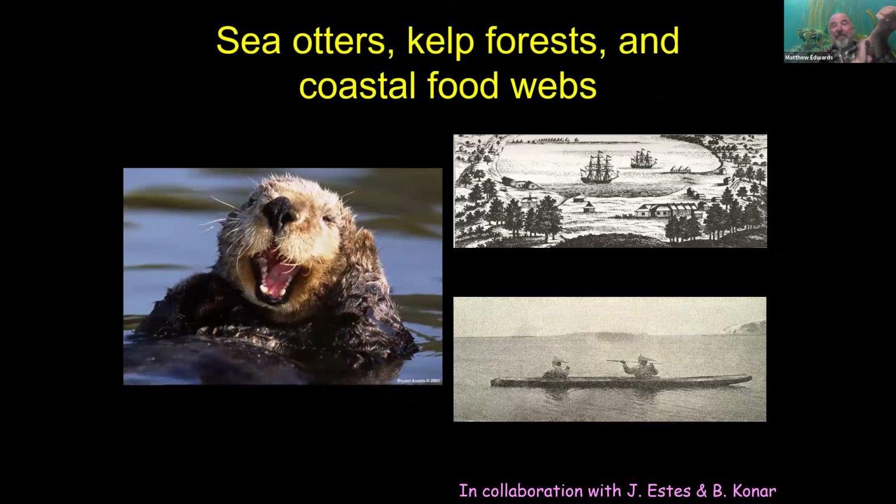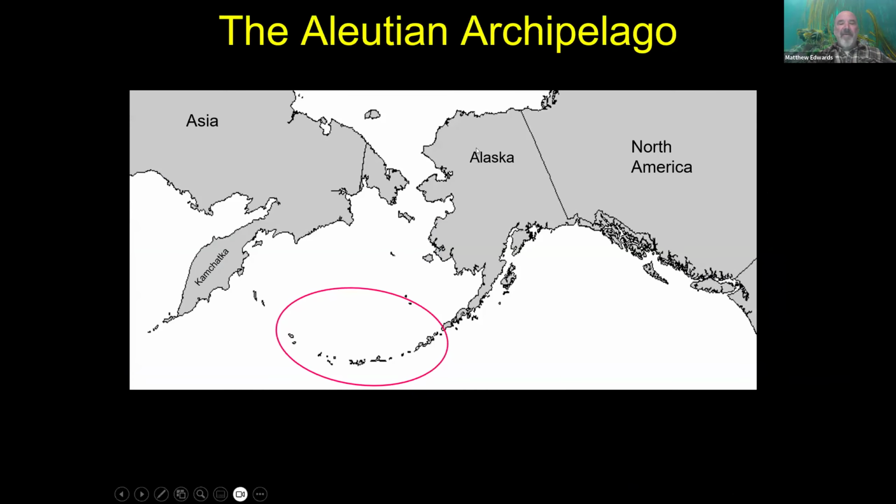And so the example I'm going to talk about is sea otters, kelp forests, and coastal food webs. We'll start there. And this is again in collaboration with Jim Estes and Brenda Konar, this first set of talks. And this is going to focus mostly on the Aleutian Islands, the archipelago that extends west from the Gulf of Alaska out toward Russia.